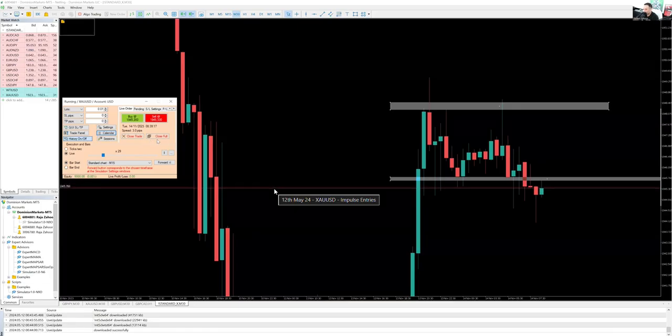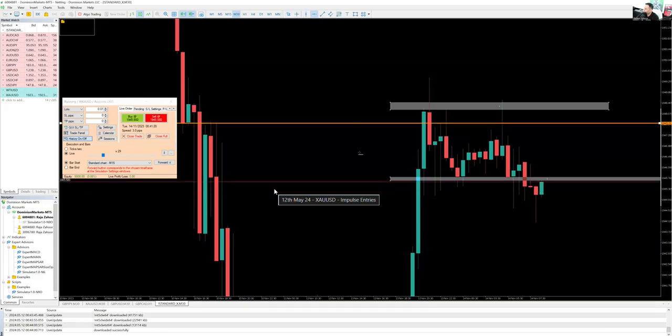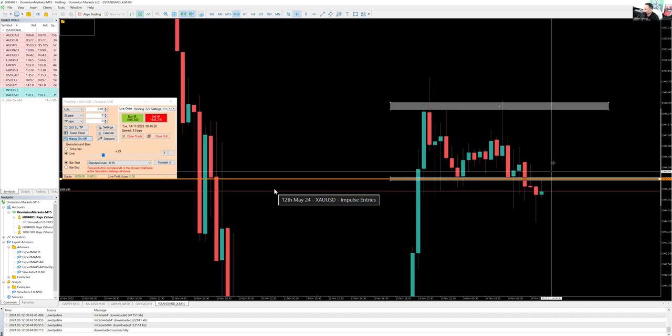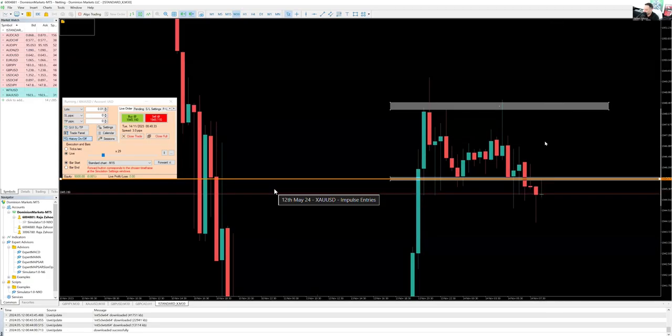Just waiting around. If we do come back in the range, then this move down is a fake out. So if we do close back in the range, I think that's going to be a good opportunity for price to move up. But other than that, we're just going to have to wait. Let's take a look on the 4 hour.